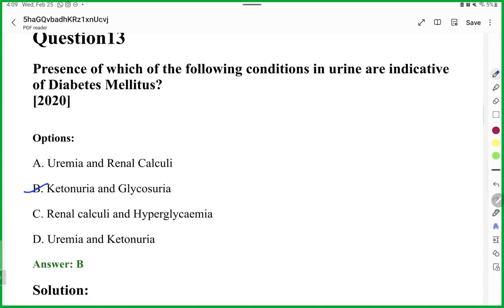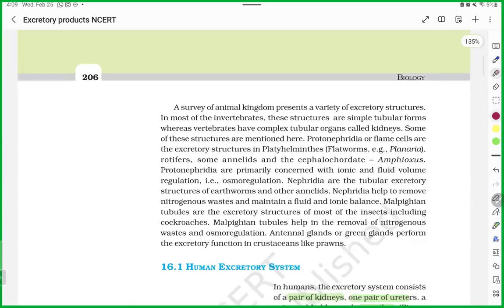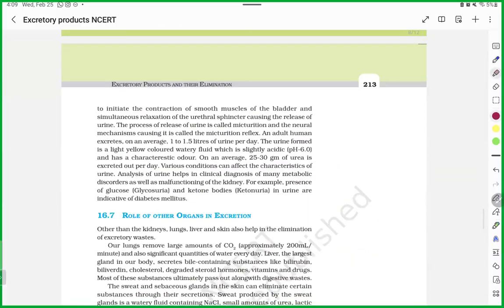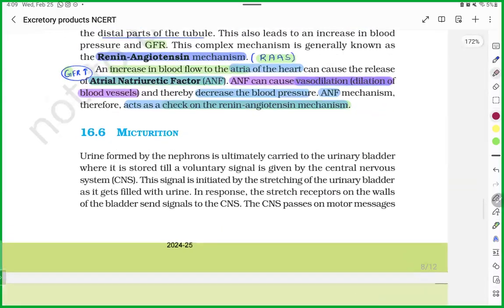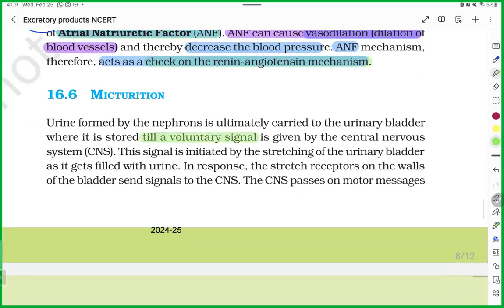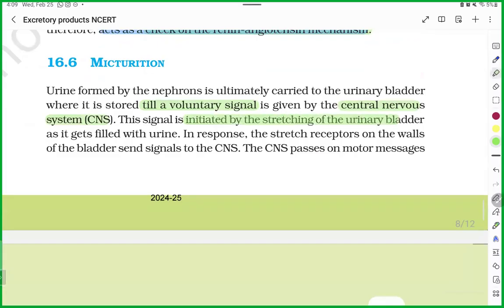So the option is B. And the good thing is we have to read Newton for this. This, done. Majority part is done. We have here micturition. Micturition means release of urine. So urine is formed by the nephron, ultimately carried out by the urinary bladder until stored for the voluntary signal. So we can remove urine by our choice. That's why we need a voluntary signal by the brain. And this is given by the central nervous system. This signal is initiated by the stretching of the urinary bladder.